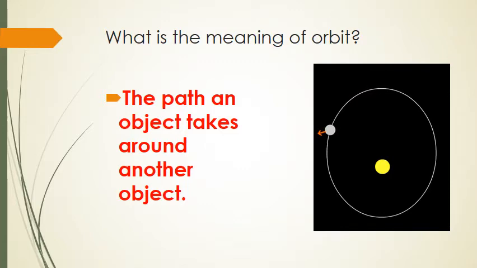Now let's start with our lesson, and let's start with a question about the word orbit. What does orbit mean? Orbit means the pathway an object takes to revolve around another object. So orbiting means to revolve around an object in a certain pathway. So this path that any object takes in order to revolve around another object is called an orbit.